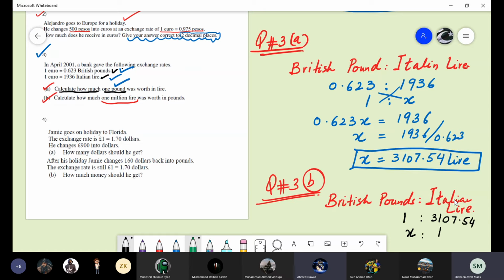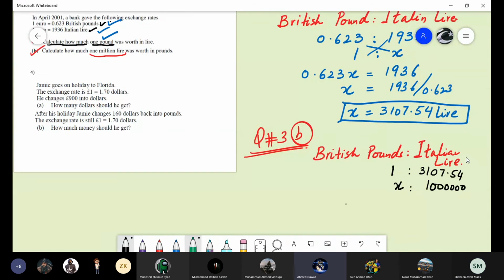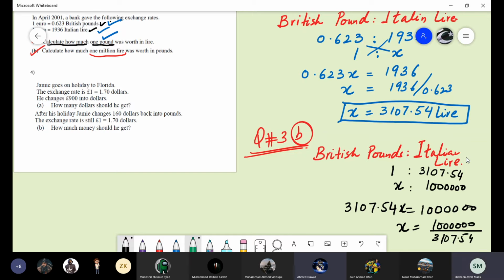1 million. Okay, how many zeros will be there? 6. 1, 2, 3, 4, 5, 6. Okay. Find out the value of x. Then x is equal to 1 million over 3107.54. What will be the value of x? x is equal to 321.80 pounds.